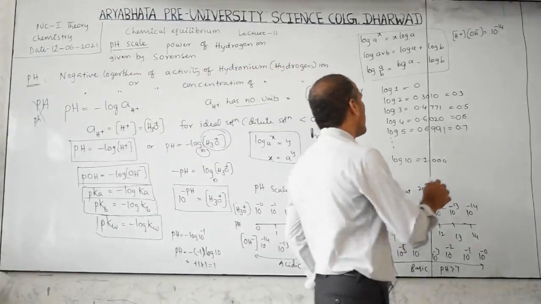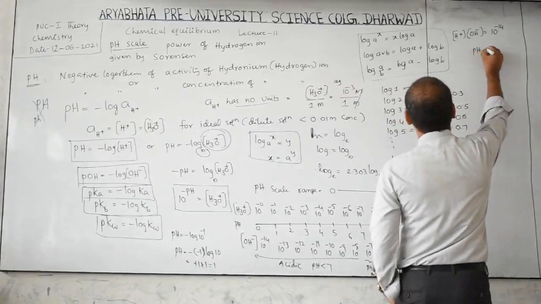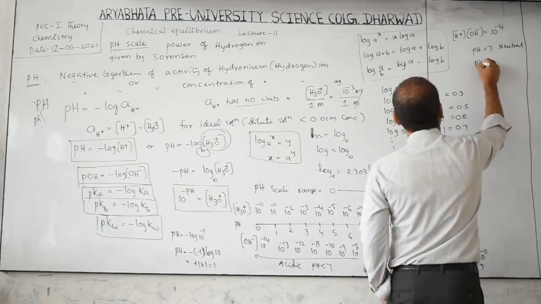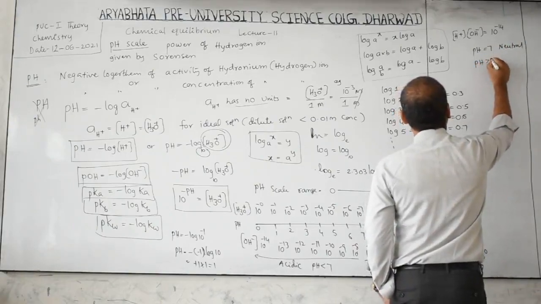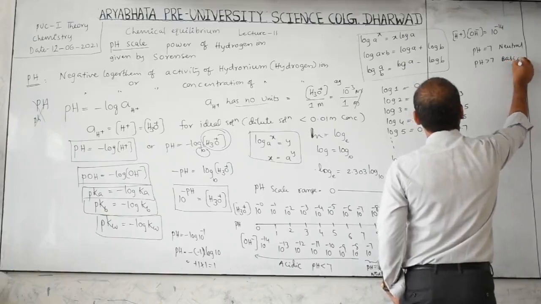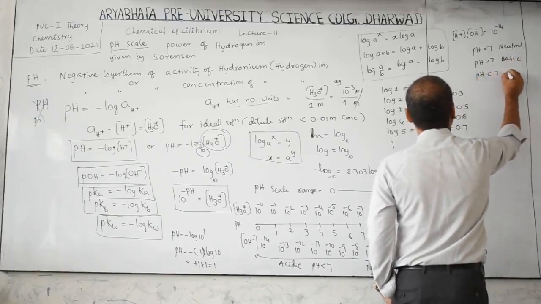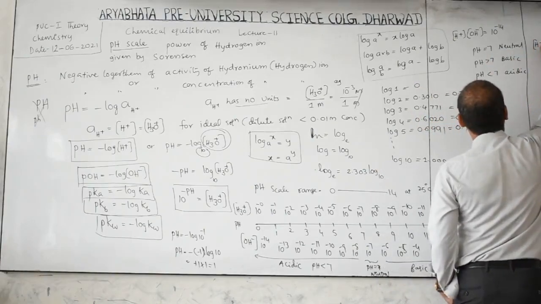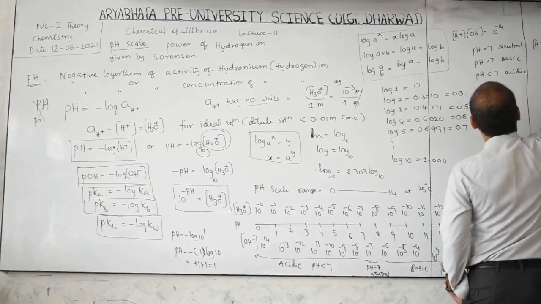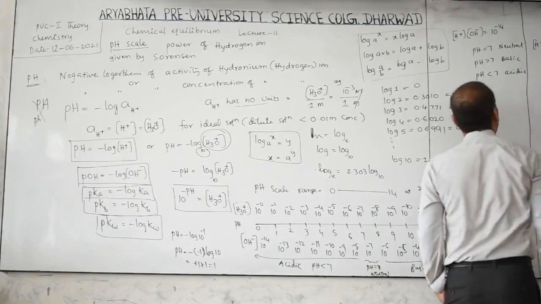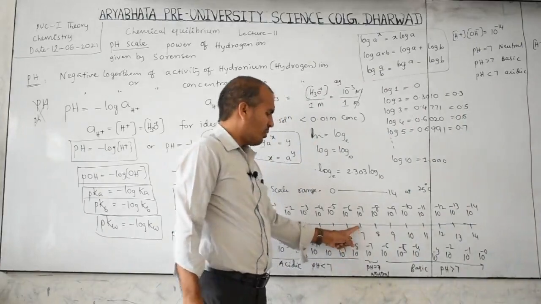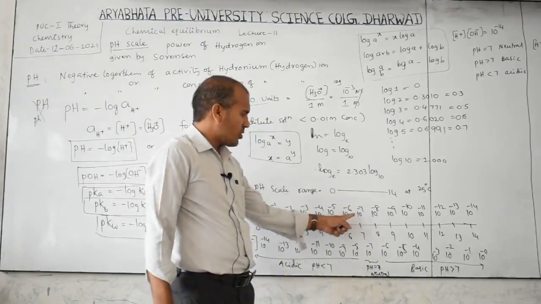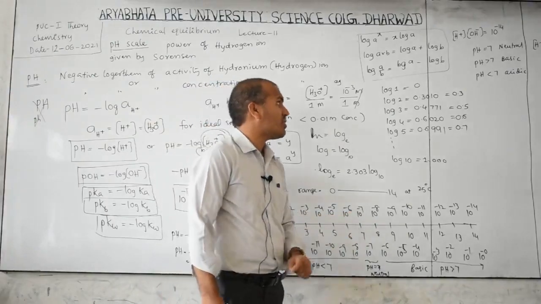Once again I will write here: pH is equal to 7, this indicates neutral, and pH is greater than 7, that is basic, and pH is less than 7, that is acidic. This is neutral, indicating here H plus ion concentration is equal to OH minus ion concentration, which is equal to 10 power minus 7. You can see in this pH 7, the middle one, the H plus and OH minus ion concentrations are both the same.